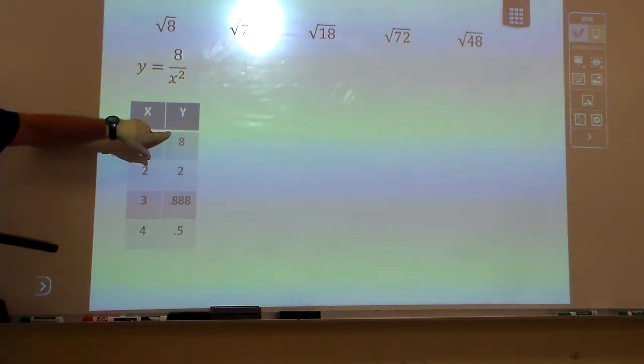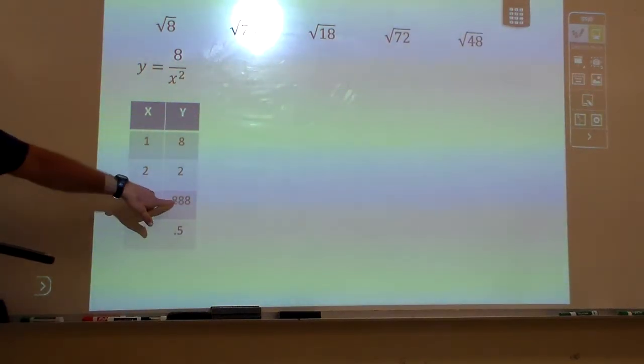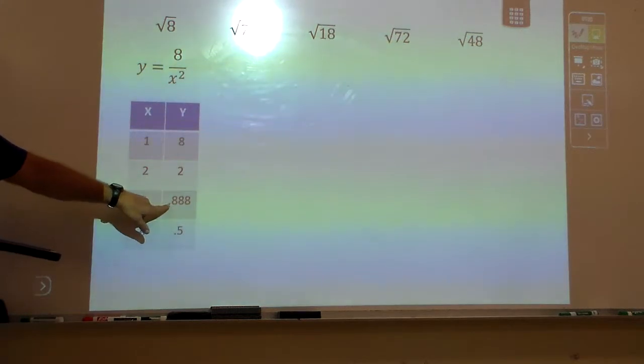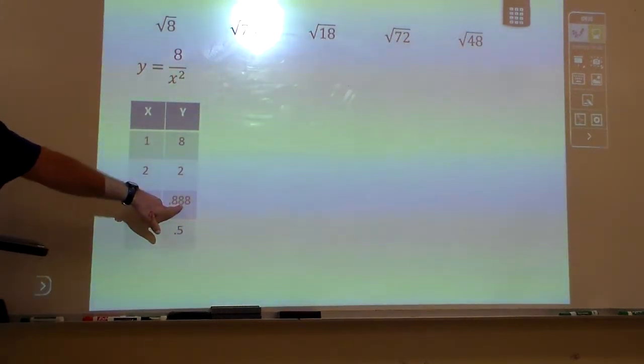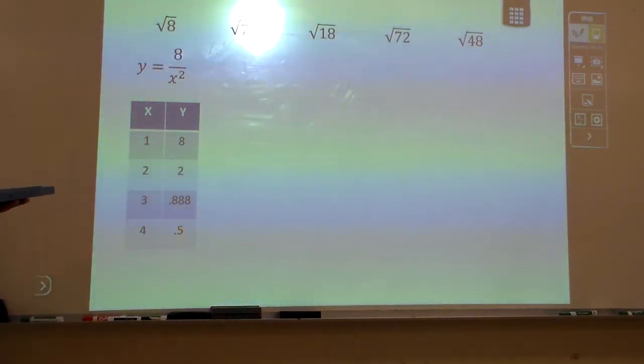And here's what's really cool. I can look at this and go down until I find the number such that it's less than 1. Notice 0.88 is less than what? Less than 1. So then I go back up to the first one that doesn't have any decimals. What's the first one without decimals? 2 and 2. So the answer is 2 square roots of 2.